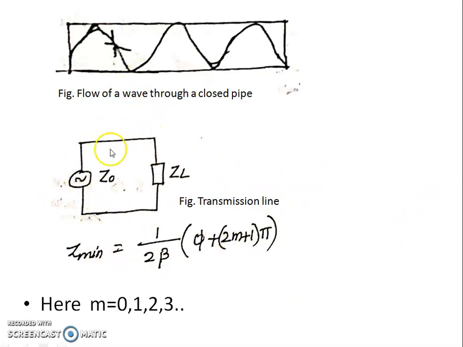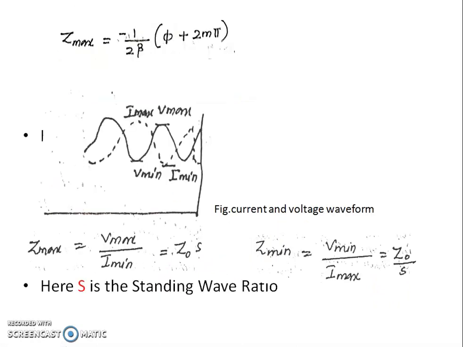At some point of this transmission line, at a particular length, we get a maximum voltage, and at that point the impedance of the line should be minimum, and we can find out the minimum impedance, that is Z minimum, of the transmission line by using this equation. Z minimum is equal to 1 by 2 beta into phi plus 2m plus 1 into pi. Here m varies from 0, 1, 2, 3, etc.